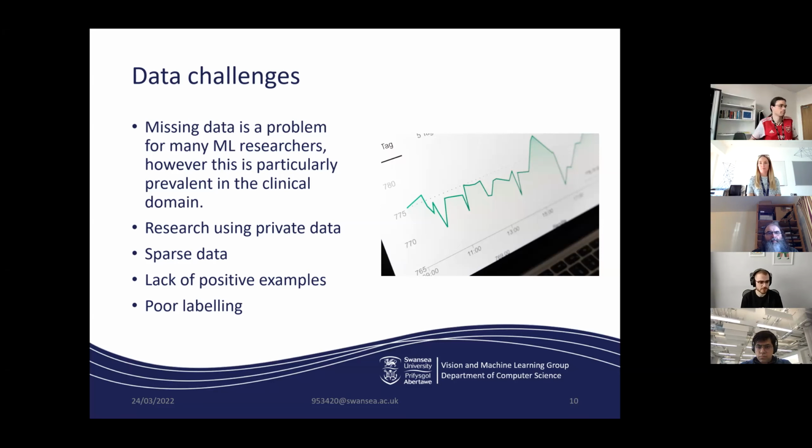There's also often a lack of positive examples. In my case, this would be patients that do develop sepsis. So in a data set, it could be that only 10% of the patients actually develop sepsis, which means that models can easily become biased to only classifying the patients where sepsis doesn't occur. So this also leads to different training processes and different training schemes needing to be devised.